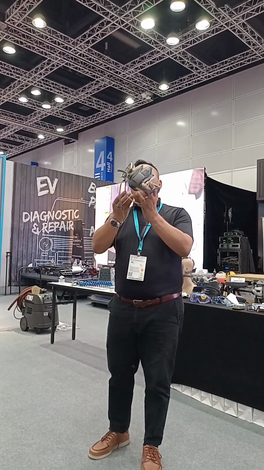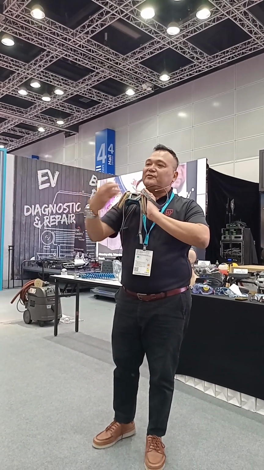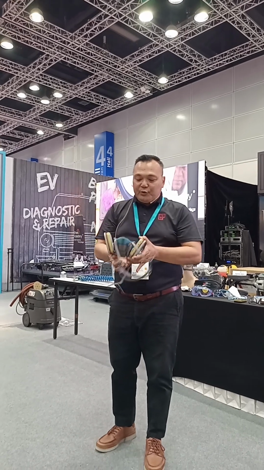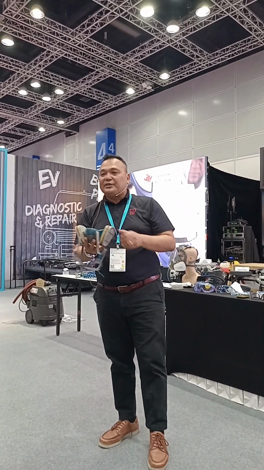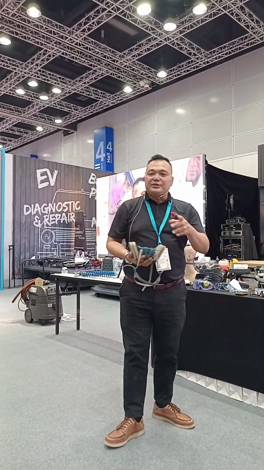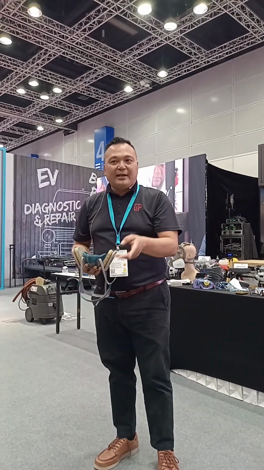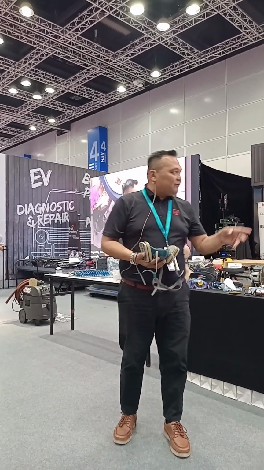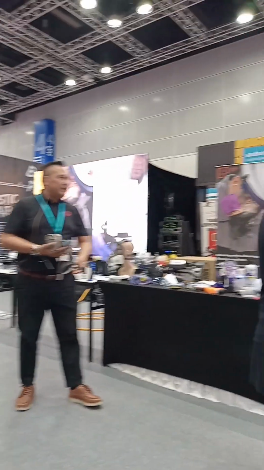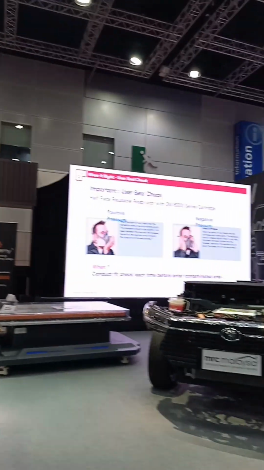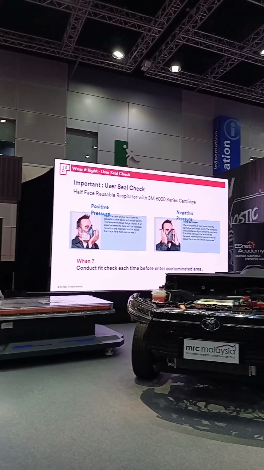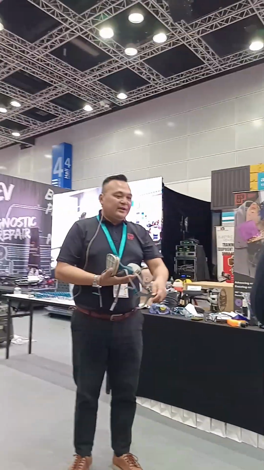Inside the mask and out through your exhale valve. So how do we do that? I'm going to demonstrate how to do a user seal check. First we need to do a positive pressure seal check, then after that a negative seal check. You can see on the screen, that's basically just to explain, but physically, practically, I'll show you how to do it.